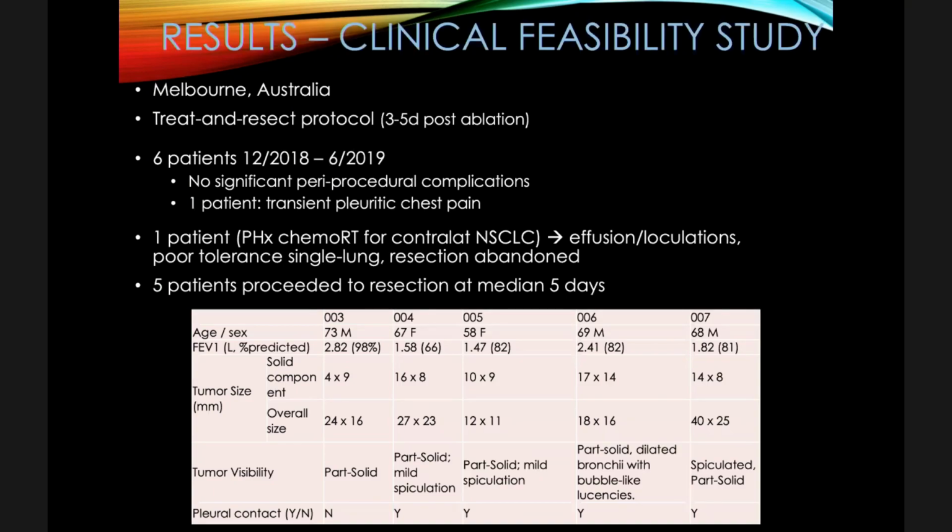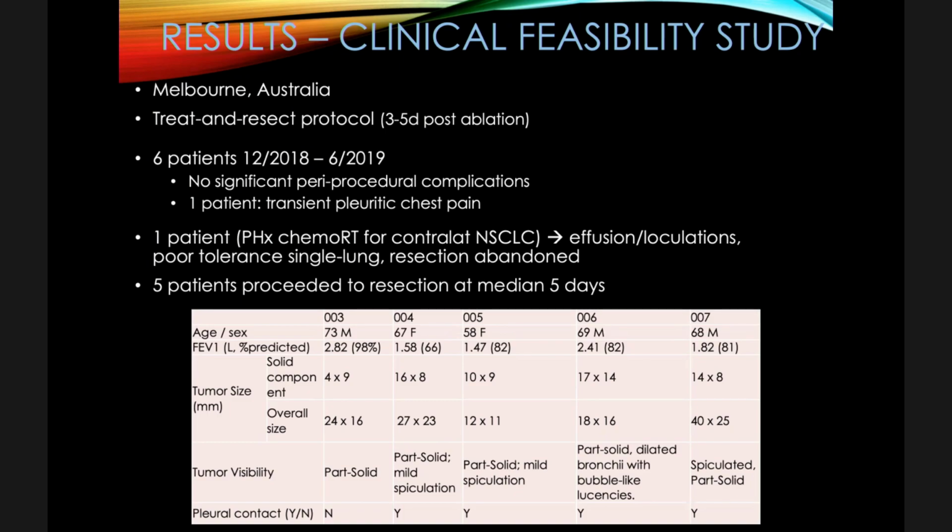In the clinical feasibility study, this was completed in Melbourne, Australia, as I mentioned, and the treat and resect protocol dictated that surgical resection was performed within 3 to 5 days of the BTVA procedure. We enrolled 6 patients in a 6-month period, and there were no significant peri-procedural complications observed. One patient had transient pleuritic chest pain and development of a right-sided pleural effusion, both of which resolved with conservative management after 48 hours.